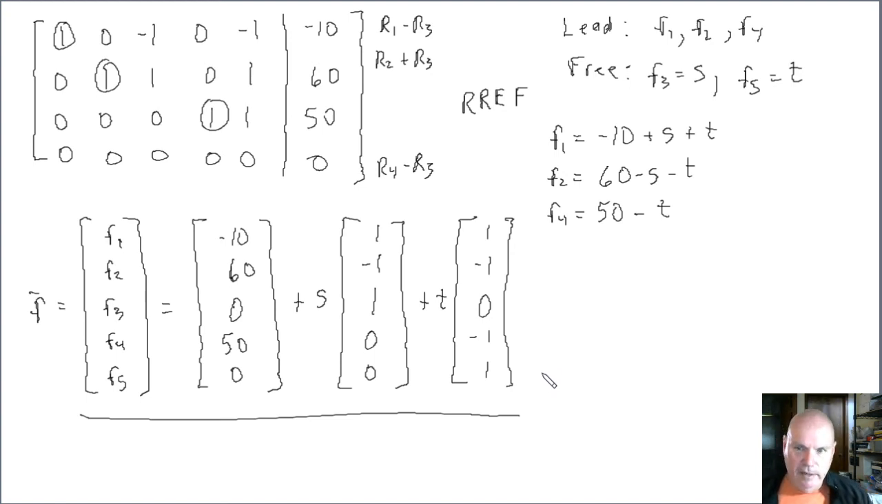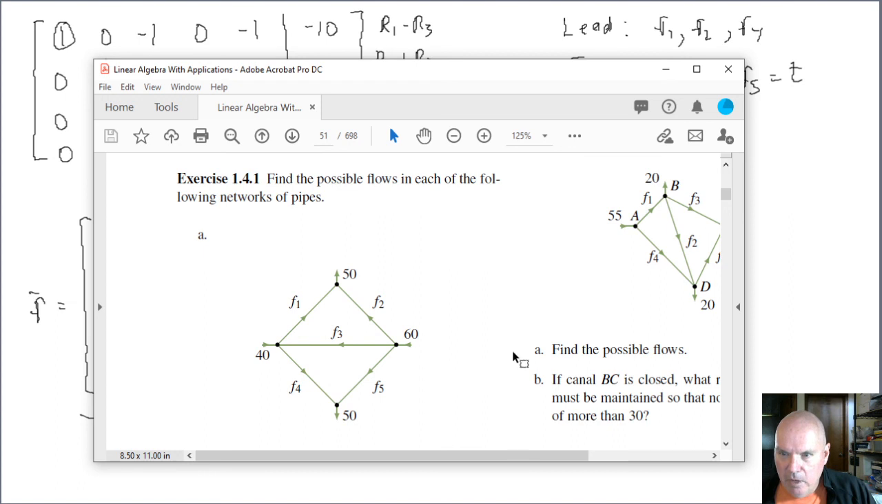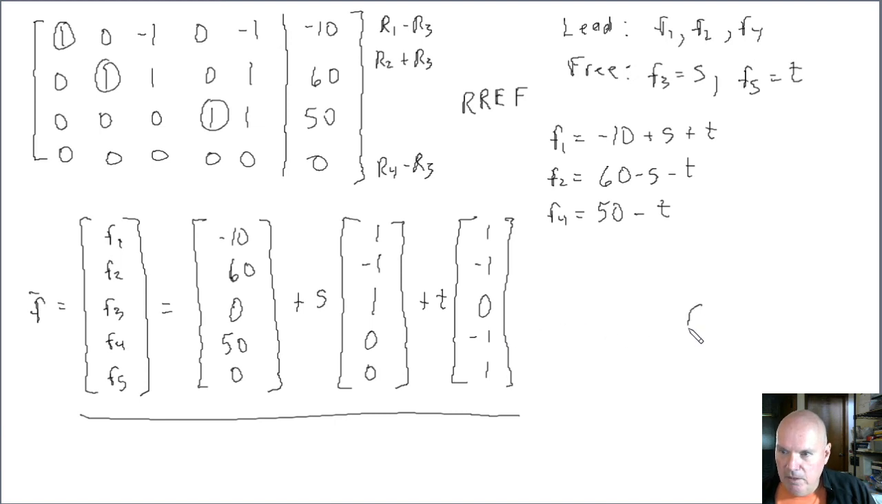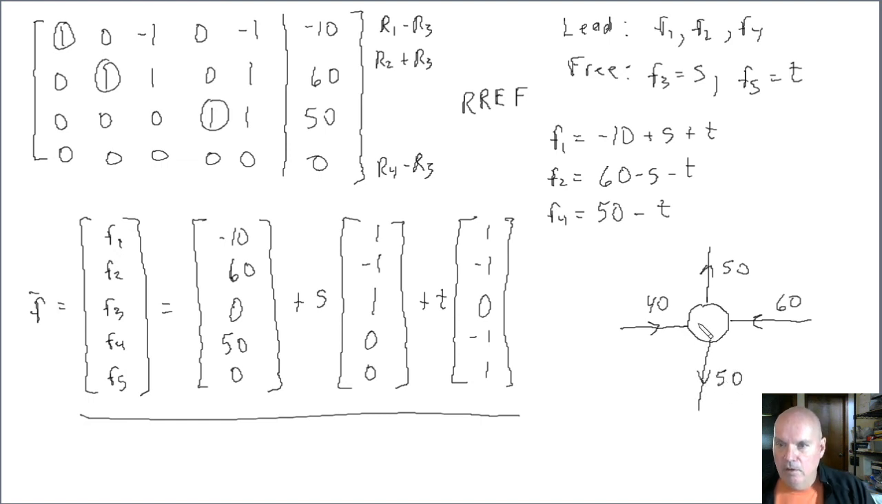So there isn't a unique solution to this problem. An infinite possible number of flow rates are possible. Let me see if I can pull back up the problem here. We actually had 40 coming in and 60 entering. So we could think about this whole network as a giant node with 40 and 60 entering, and then 50 leaving above and below. And I can't uniquely solve for what's going on inside this node without additional information.